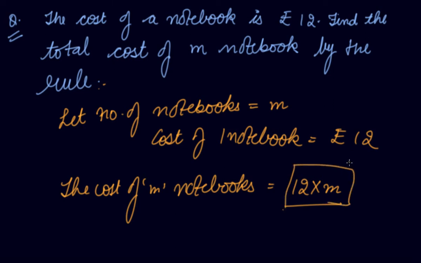Now we can put any value for M, so we will be able to find the cost of that number of notebooks. Let's suppose M is 10. So the cost of 10 notebooks will be 12 into 10, 120 rupees. If I say M is 15, the cost of 15 notebooks will be 12 into 15, that is, rupees 180, right? So this way we can easily find the cost of the notebooks given any number of notebooks.